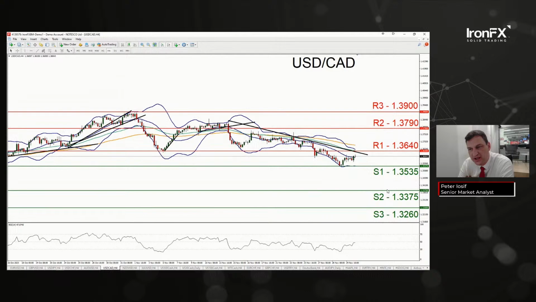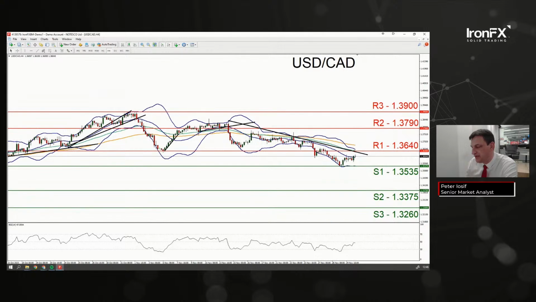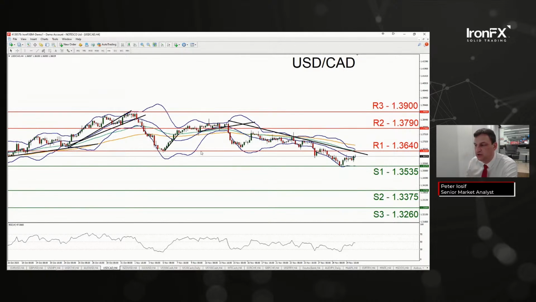Now, the big question here is, will the oil producing cartel actually signal that it's prepared or is about to cut production levels even deeper? And in such a case, we may see oil prices getting some support, which could be passed on to the CAD side of the pair. It's a big question. It's very interesting, and we may see actually market volatility rising in the early and later on in the American session.